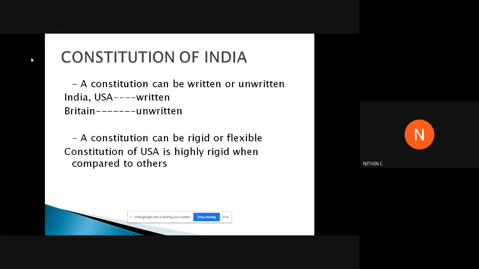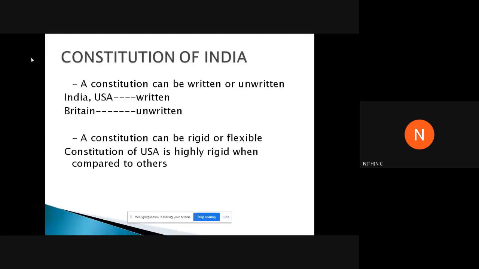As an example, the constitution of USA is highly rigid when compared to other constitutions. So ours, that is the Indian constitution, cannot be considered as either rigid or flexible. It is neither, but a middle type. We cannot say that our constitution is completely rigid. We can bring changes, but it is not that flexible also. We cannot make changes every time.